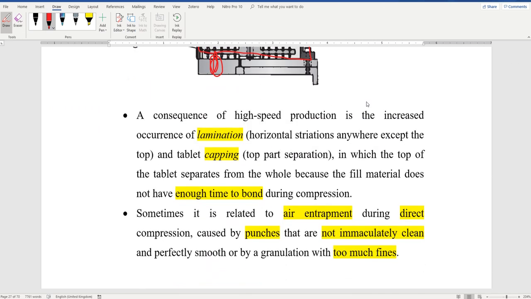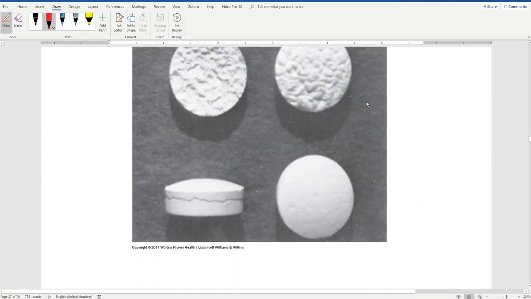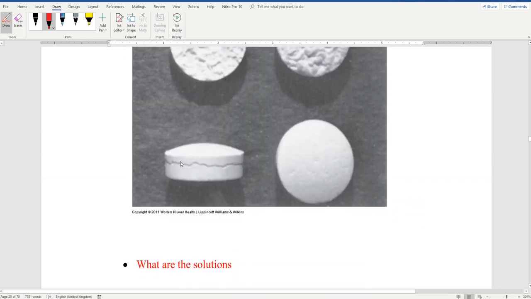Now we will talk about some problems that you might see in the tablet, and particularly I will talk about the horizontal striation that you might see in the tablet, such as this one. So after producing the tablet, you might see this striation, meaning horizontal cleavage. You might see it in the body of the tablet as you see here, or you might see it in the top part, here, where the curve starts, or at the bottom where also the curve starts.